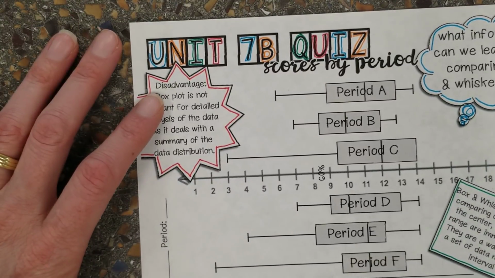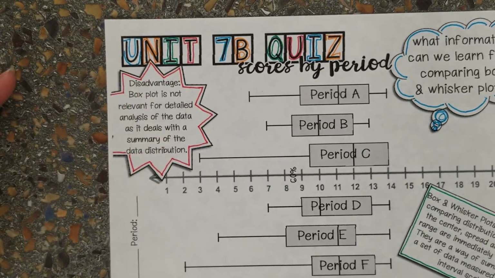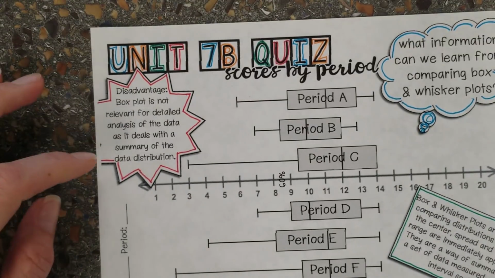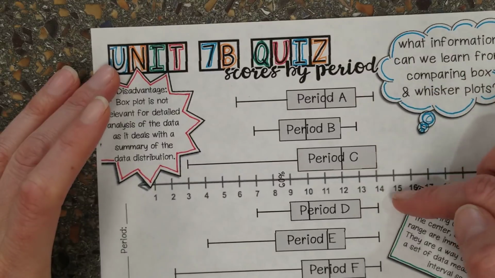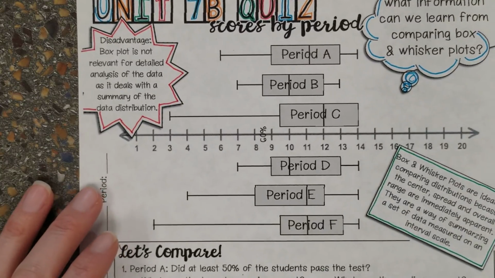All right, so what we want to know is what kind of information can we learn from comparing box and whisker plots? Well, we're going to do some comparison here and find out. Just so you guys know, the highest score you could get on this test was a 14. It was out of 14 points. And you'll need to know that in a little bit because I forgot to write it down.